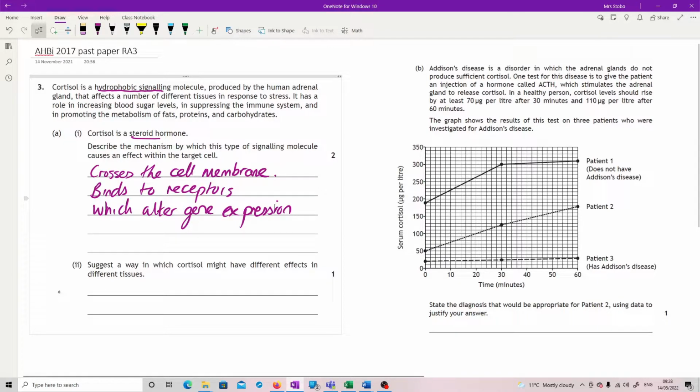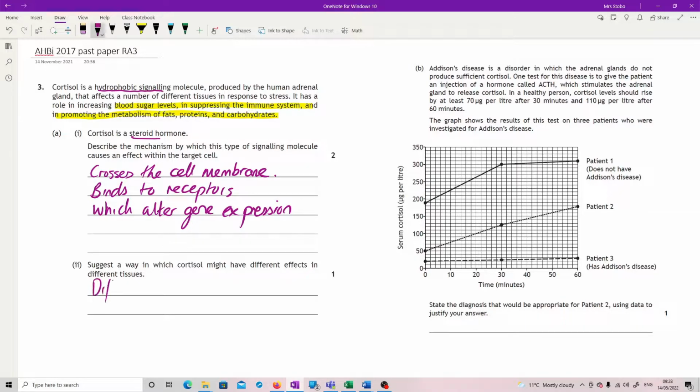Okay, suggest a way in which cortisol might have different effects in different tissues. So, because what they've said here, it does lots of different things. Okay, so increasing blood sugars, suppressing immune system, promotion of metabolism, and different things. So they're going to be different cells that are doing that. So the easiest thing to do that is just to have different receptors. So if you have different receptors, we'll have a different pattern of gene expression.